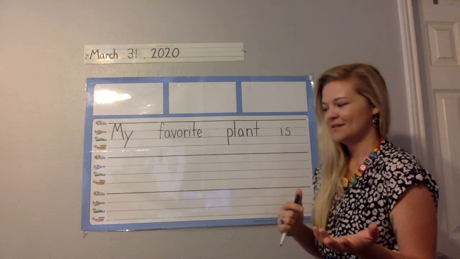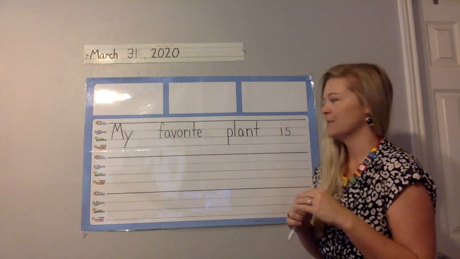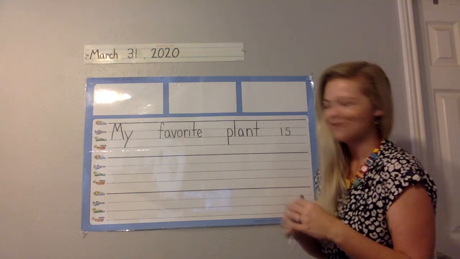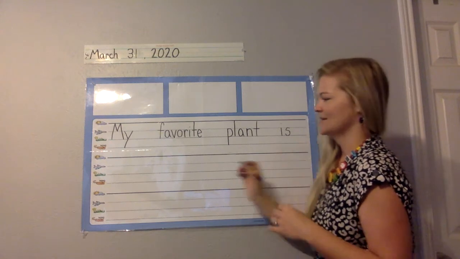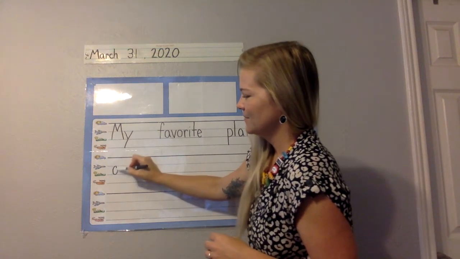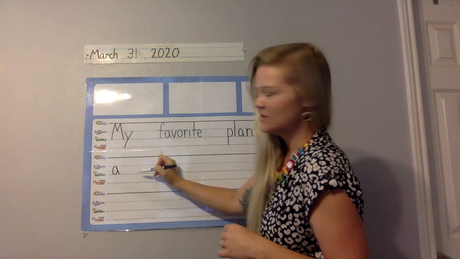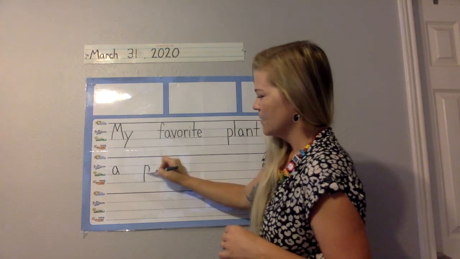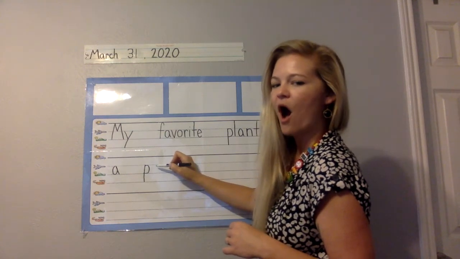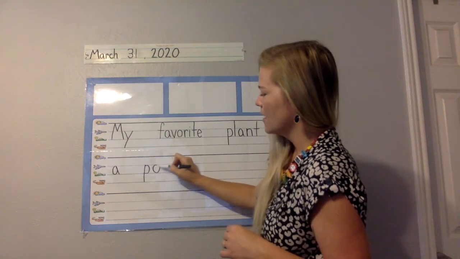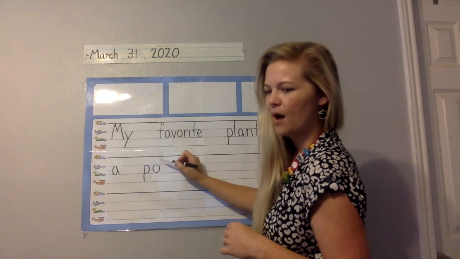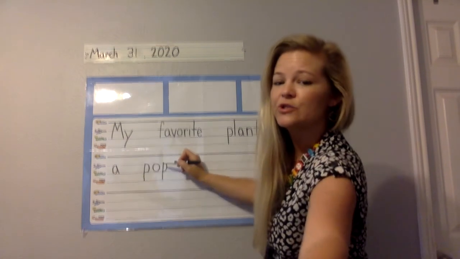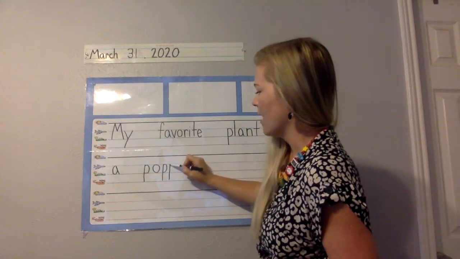My favorite plant, I have a lot of different flavors, but I'll pick poppy. My favorite plant is a poppy. Remember the poppy flower that was in our kindergarten garden? So my favorite plant is a, so lowercase a, and then I'm going to do a space, poppy, pop, pop. That's a P. Aw, aw. That's an O. Pop, pop. That's another P. I know that there's two P's in poppy.